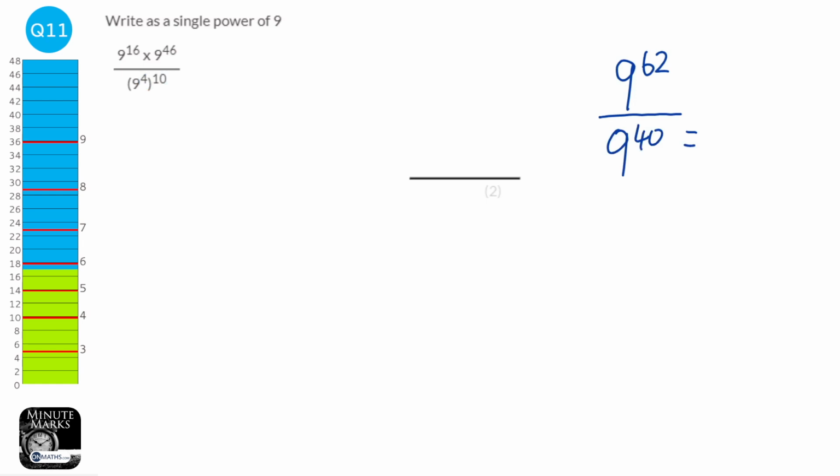Now, whenever you've got a division between two powers of the same base, which we have here, it's 9 to the power of 62 divided by 9 to the power of 40, we just take away the indices. So it'd be 62 take away 40, which would be 9 to the power of 22. So our answer is 9 to the power of 22.